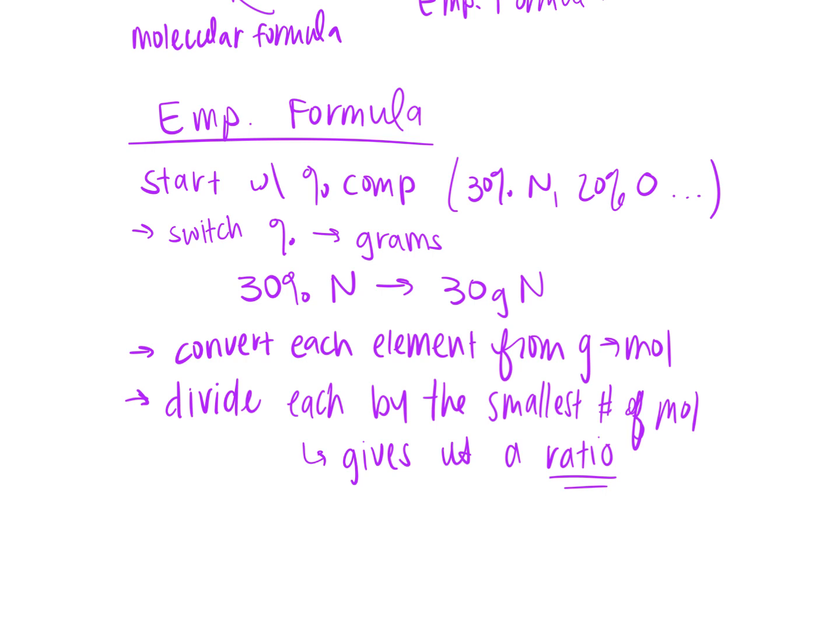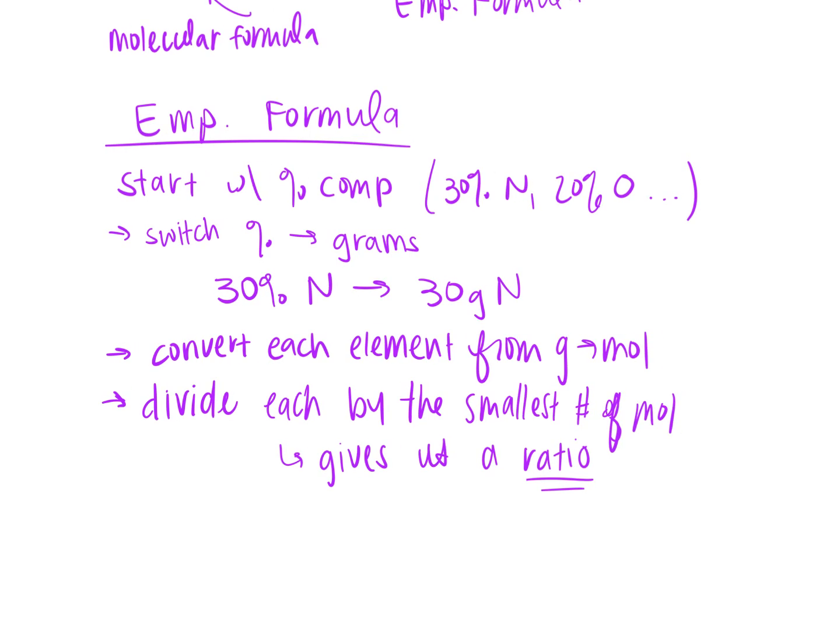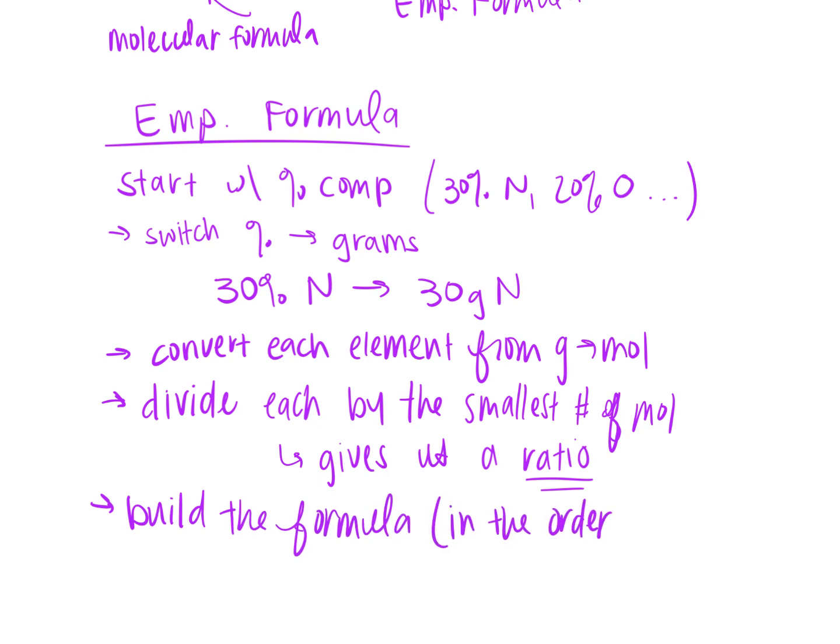Once we have that ratio, our last step is just to build our formula. Typically we can build our formula in the order our elements are given to us. They typically list them in that order. If they don't, we'll build our formula from left to right on the periodic table. But typically we can build them in the order given. I won't count you off if you build them in the order given and it happens to be incorrect. So there's our outline and our steps.